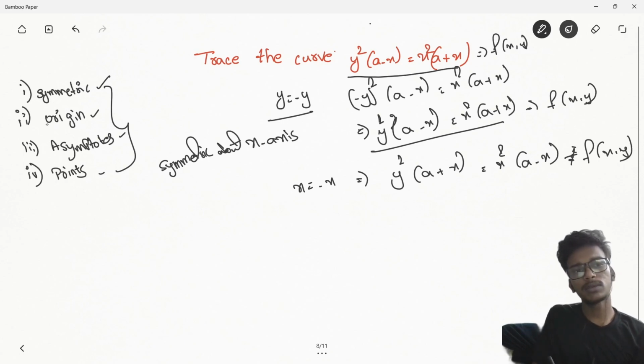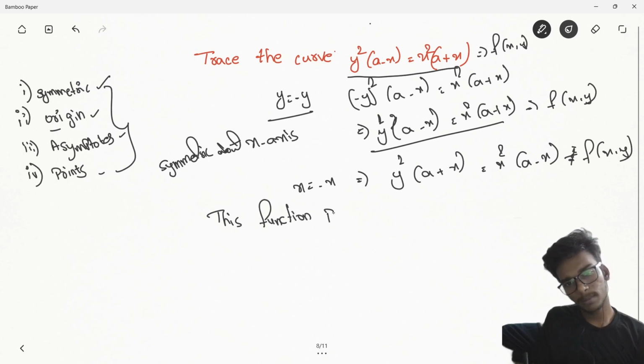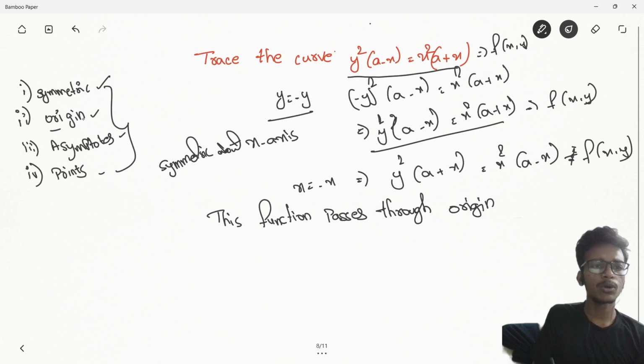Yeah, we checked the symmetricity about x and y axis. Even if you check about x equal to y, it's not going to show symmetricity. Now we have to check whether it passes through the origin or not. We can simply say that this function is passing through origin. Since there are no constant values in the given function, this function will definitely pass through origin. Then we have to check the asymptotes.